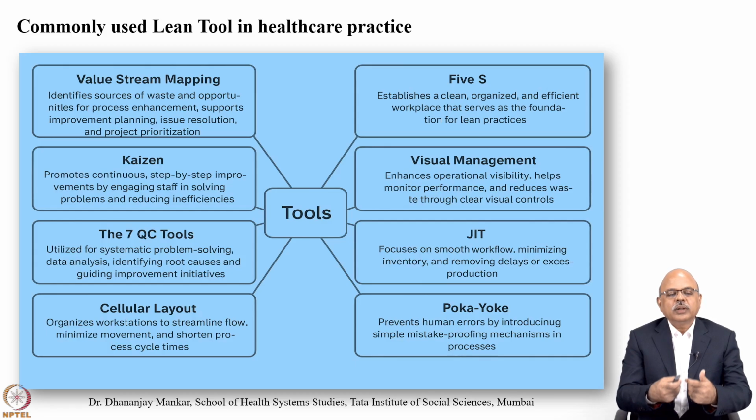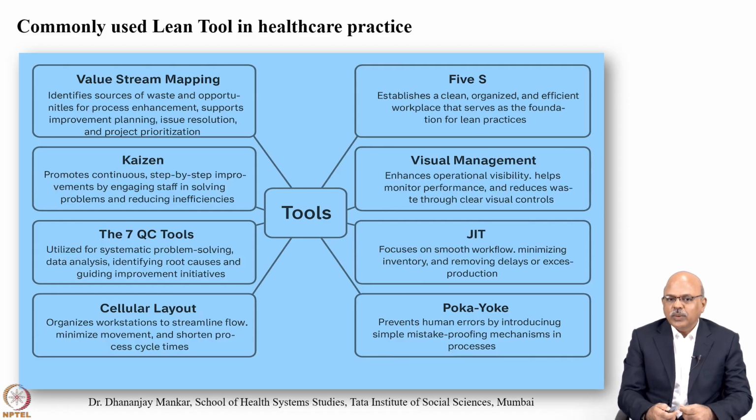You will find that all these tools listed for lean work on waste and opportunities for process enhancement, which is done in value stream mapping. In 5S, we establish a clean, organized and efficient workplace that serves as the foundation for lean practices. In Kaizen, we try to continuously, step by step, improve the engagement of the staff in involving this problem, reducing the inefficiencies. Visual management enhances operational visibility. It helps in monitoring performance and reducing waste.